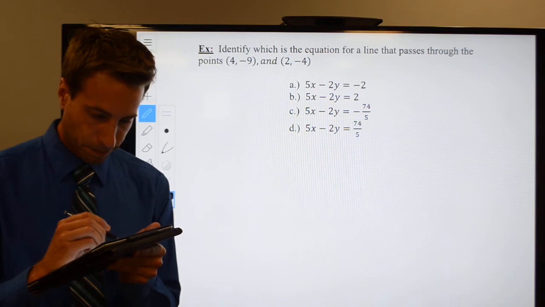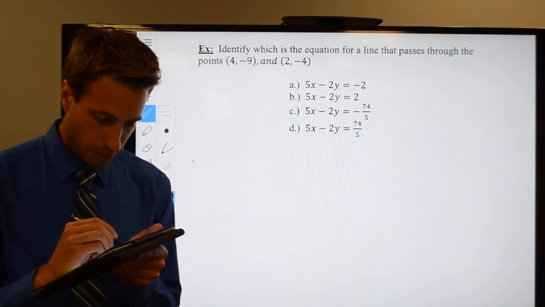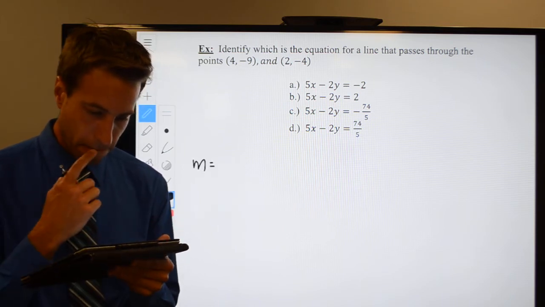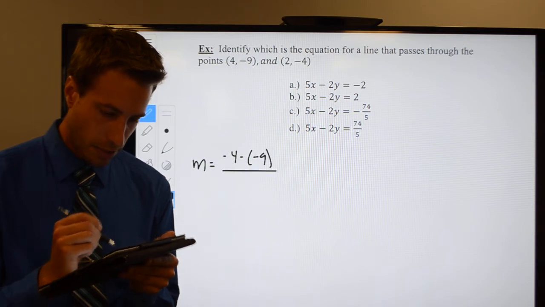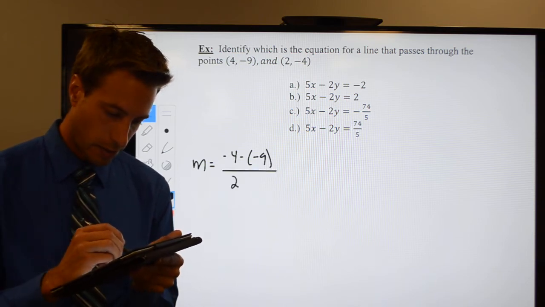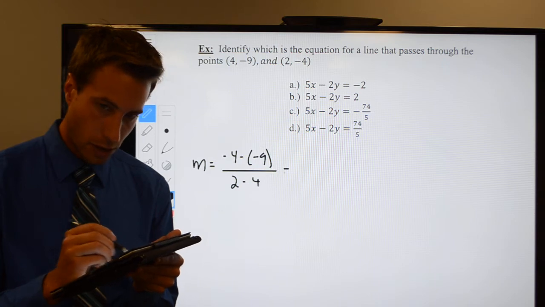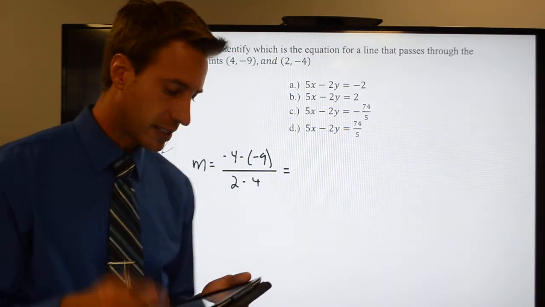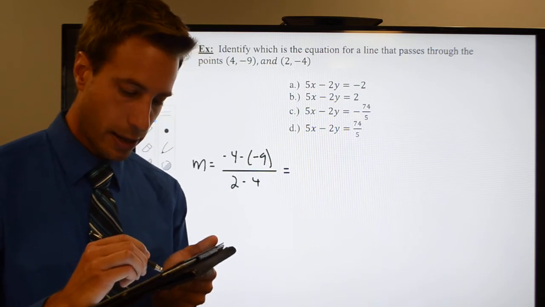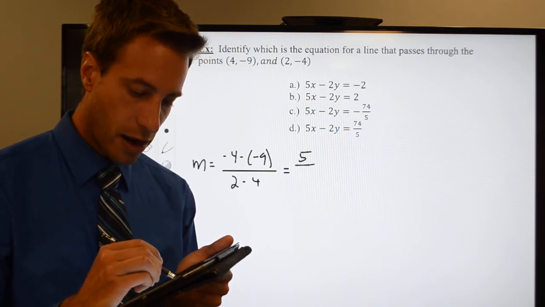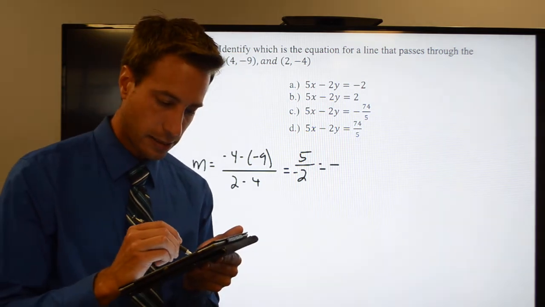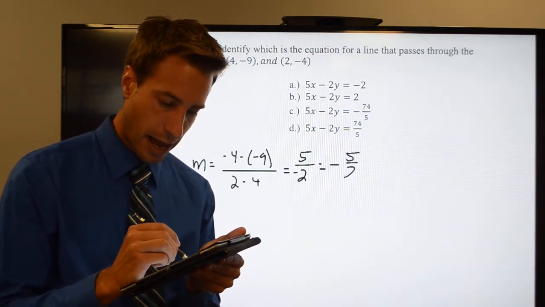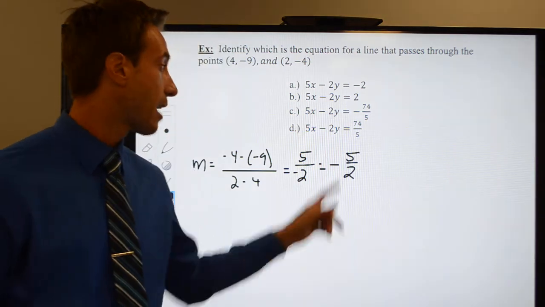Here we go. I need to find the slope. We're going to do a negative 4. Careful, watch your signs. Minus a negative 9, all over 2 minus 4. Awesome. If I go ahead and do that, in the top, add the opposite. You should wind up with a positive 5 over a negative 2, which means my slope is negative 5 halves. All right. We're all set now that I have the slope.